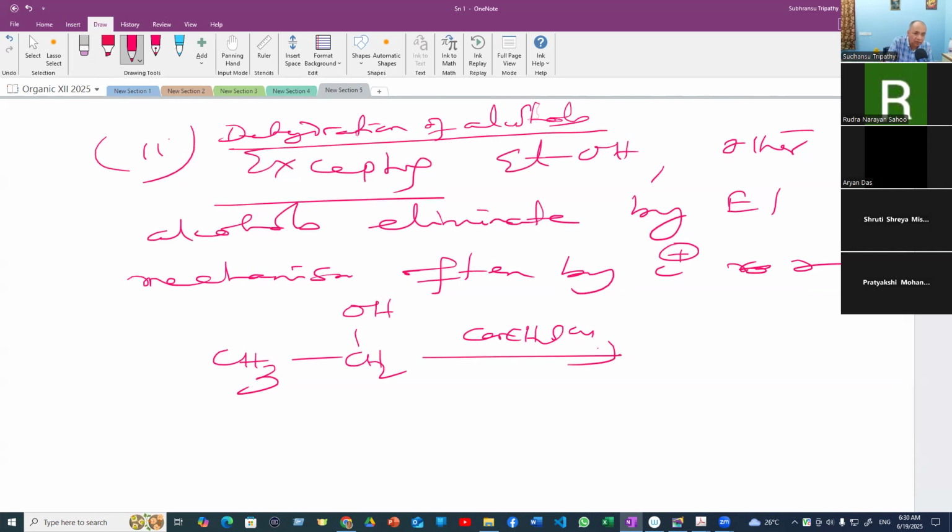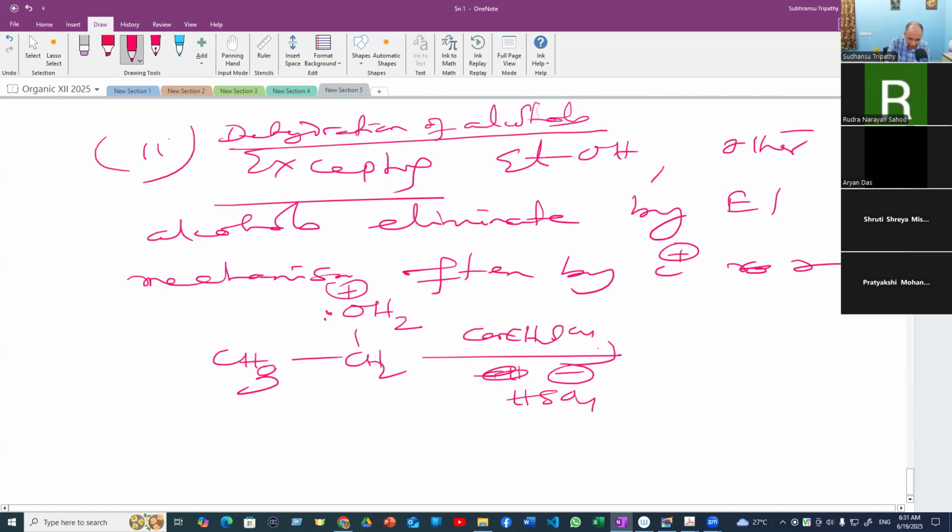So here first protonation happens, otherwise leavability will not be there. H plus will protonate and enhance the leavability because water will leave, that is a weak base and a good leaving group. Then the HSO4 minus that remains will abstract a beta proton in an anti-periplanar E2 mechanism mode.